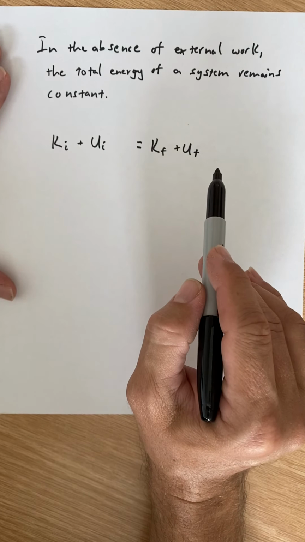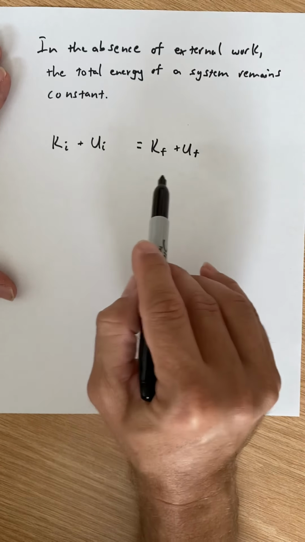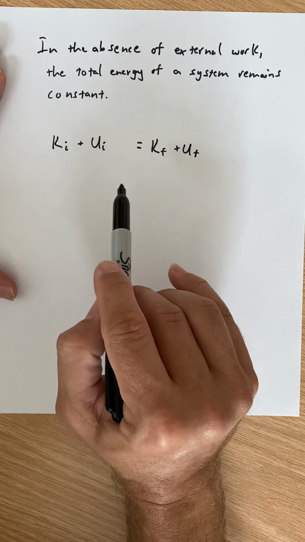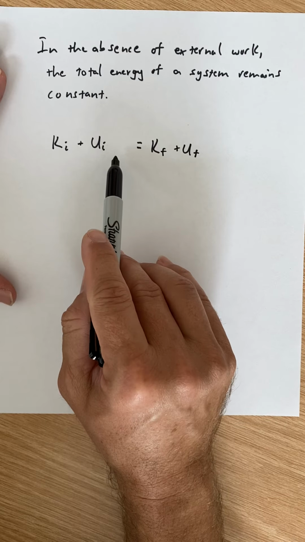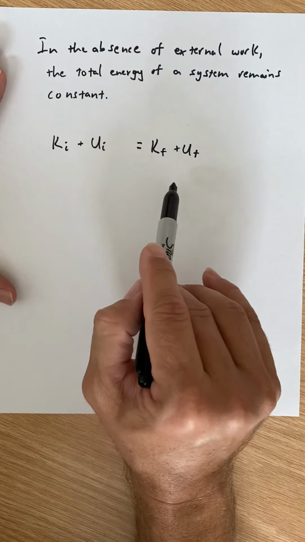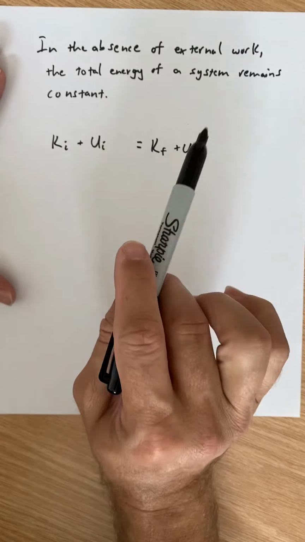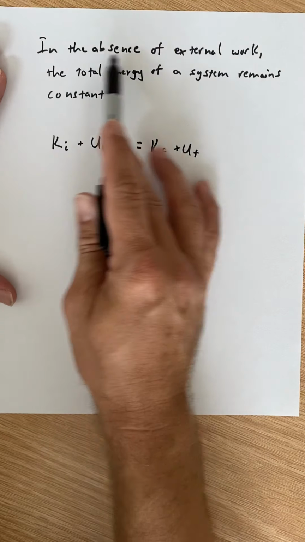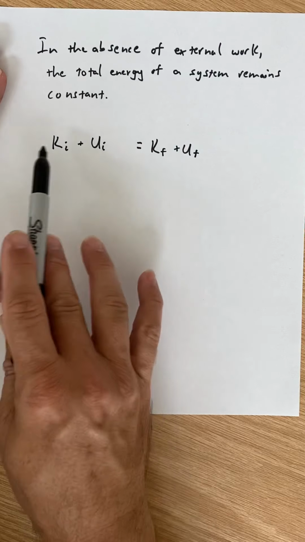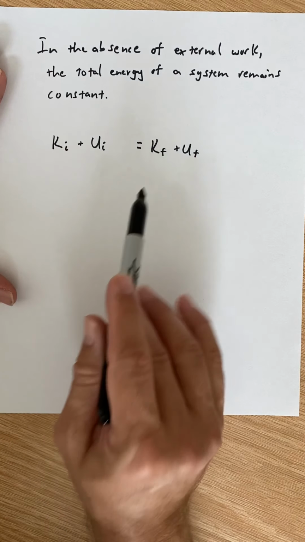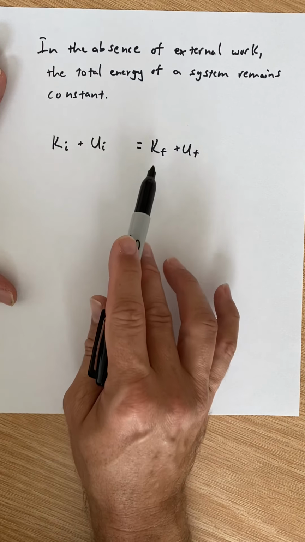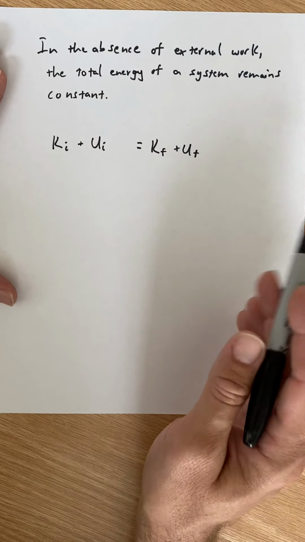Now, let's be careful here because I've left a space. I've left a space for a very good reason. This expression here is true if there is no external work. That's how we got this expression. In the absence of external work, total energy of a system, which are these two expressions, remains constant. At any time, the kinetic plus potential is equal to the kinetic plus potential at any other time.